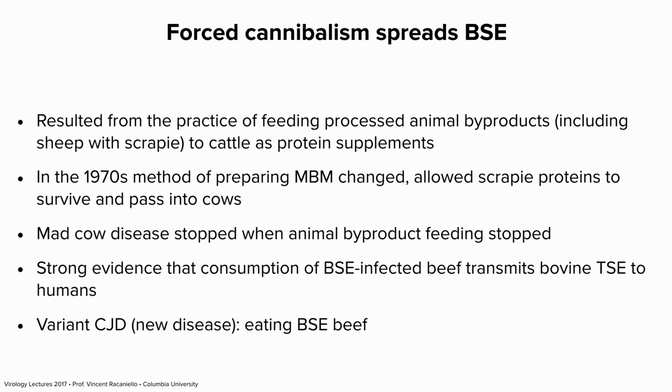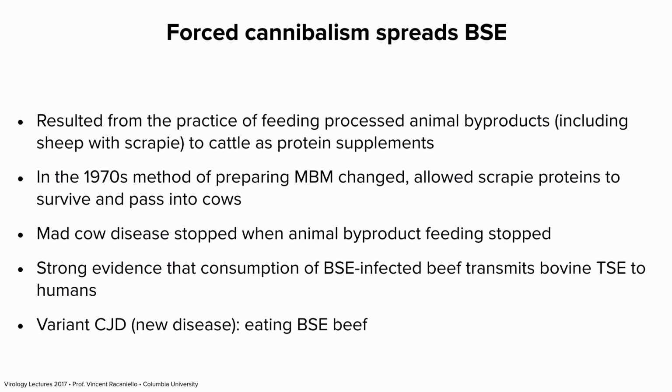Well, it turns out that in the 1970s, they changed the way the meat was prepared. The way they get this meat is they take dead animals and grind them up, make a paste. It's called meat and bone meal. And as I said, they feed it to cows as protein supplements, and including in these animals were sheep with Scrapie, right? They were feeding these to cows.